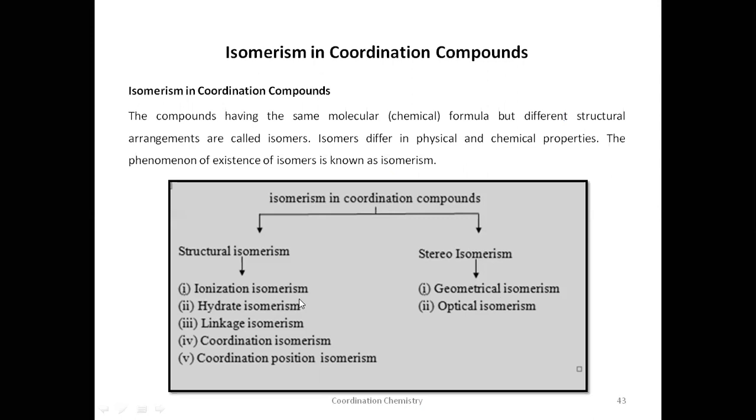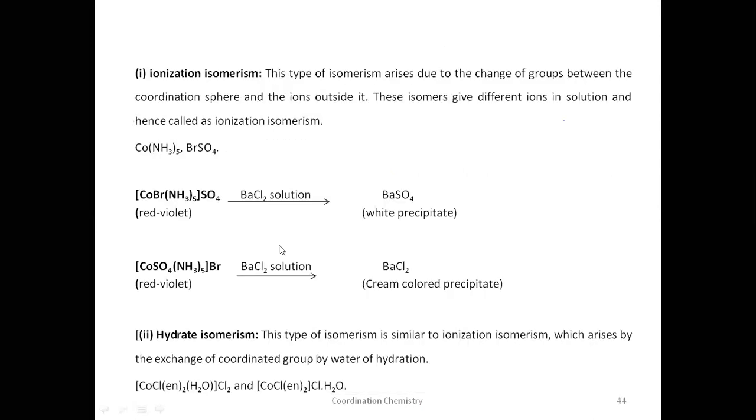Now, first let us see the structural isomerism. First, let us see ionization isomerism. The name itself indicates that when you ionize these complexes, which have the same molecular formula, upon ionization they give different types of ions in the aqueous solution. For example, let us see here. This type of isomerism arises due to the exchange of groups between the coordination sphere and the ions outside it. They give different ions in solution. Therefore, the name is ionization isomerism.